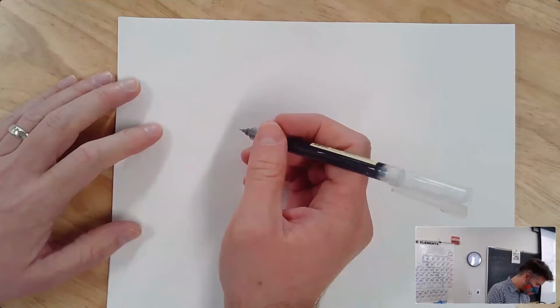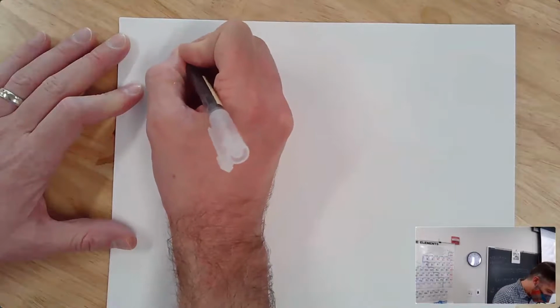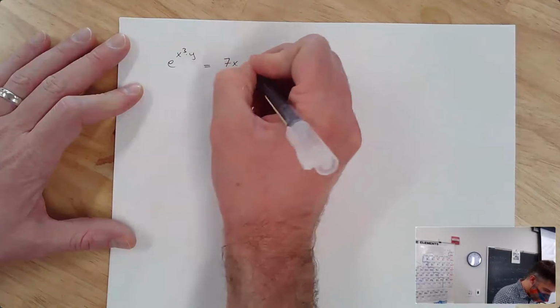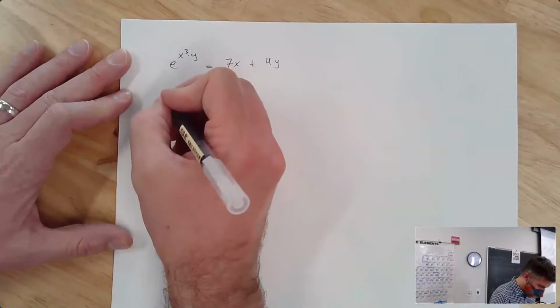Well, let's talk about a couple interesting examples of doing some implicit differentiation. So let's say we had something like this. I got lots of good examples here. Let's say we have e to the x cubed times y equal to 7x plus 4y. And we're tasked with finding y prime.